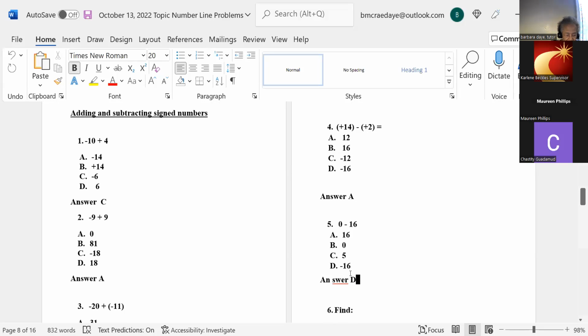D. That's right. 0 minus 16. Minus 16 from 0 just gives minus 16. Okay.